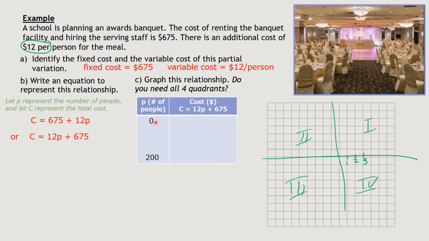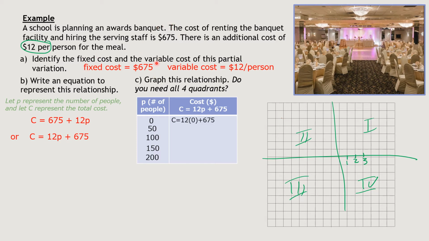You certainly don't want to go with 1, 2, 3, and 4. That would not be a good table of values. So I'm going to just fill in these spaces with a few more numbers. So now I'm going to substitute these values for P into this P here to come up with a cost. So if 0 people come to my banquet, is the cost equal to 0? If so, it's direct variation. If 0 people come and it's 0 cost, then I have direct variation. But that's not the case. I have to pay $675.